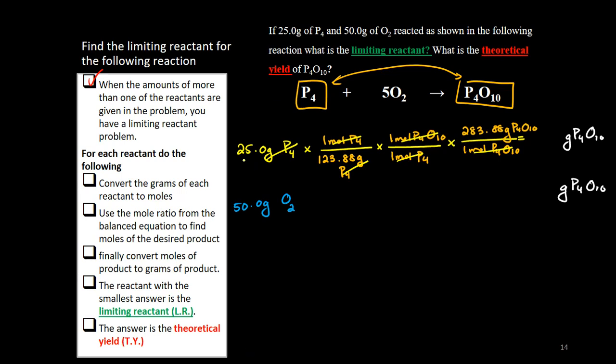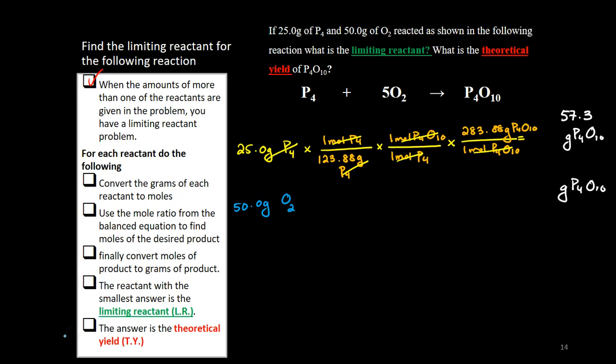And I'm left with 25 grams divided by 123.88 times 1 divided by 1 times 283.88. That actually gives me 57.3 grams of P4O10. So from 25 grams of tetraphosphorus, the amount of tetraphosphorus decoxide that can be produced is 57.3 grams. Now let me make this nice and fresh for the next calculation.